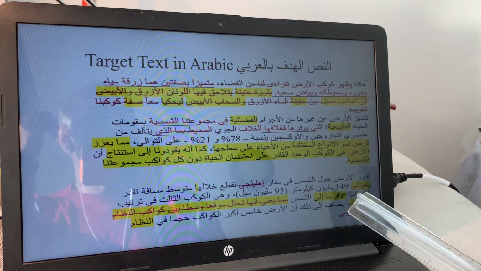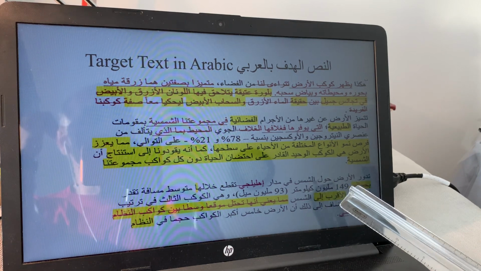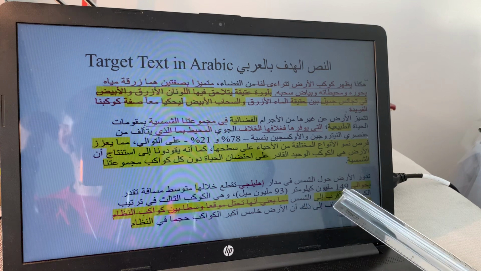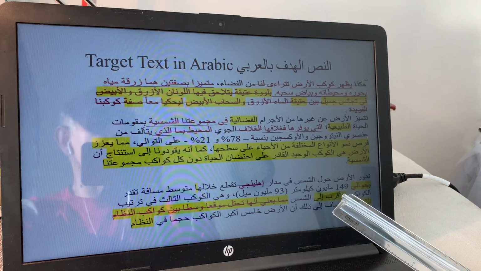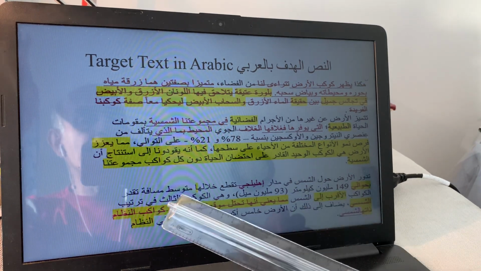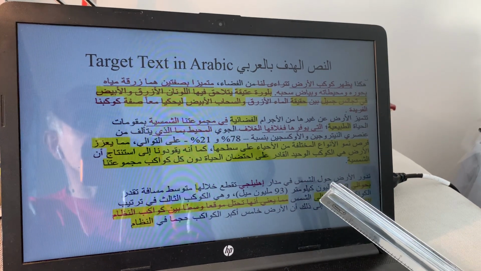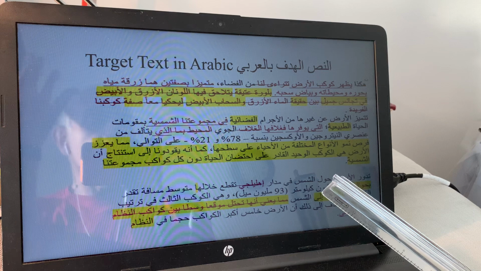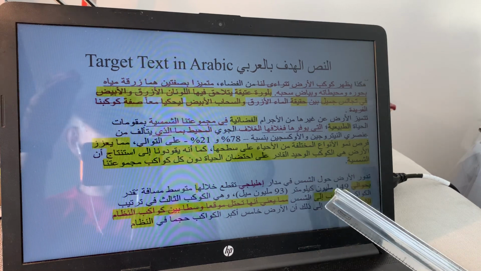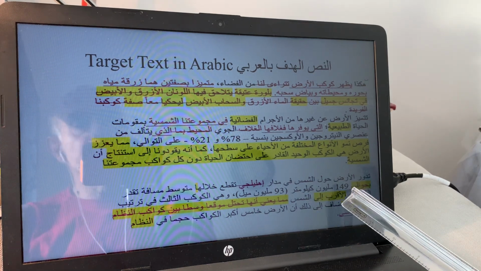I don't think بحوالة, it's not around. It says 149. It's not around 149. It is the average, exactly 149. This is what the original text has told us. So we need to keep to that. We cannot change it and say around.